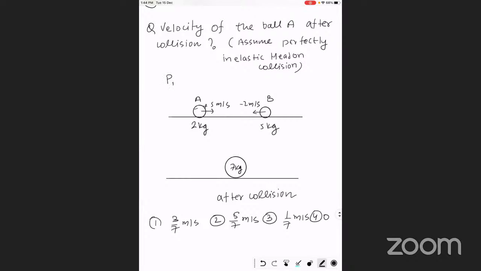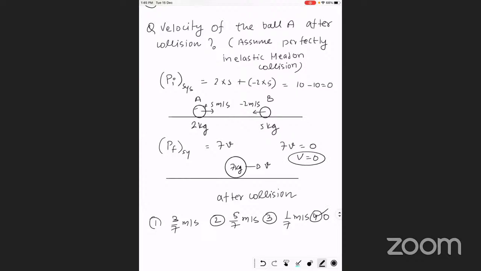See, what is the initial momentum of the system before collision? 2 into 5 plus minus 2 into 5. So initial momentum is 10 minus 10, which is 0. Initial momentum of the system is 0. Am I right? Click on yes if I am right. Okay. So what should be the final momentum of system? Let's say its velocity is v. So final momentum is 7v. Initial momentum and final momentum must be equal. So v is equal to 0. Understood, everyone? Yes, sir. Okay.